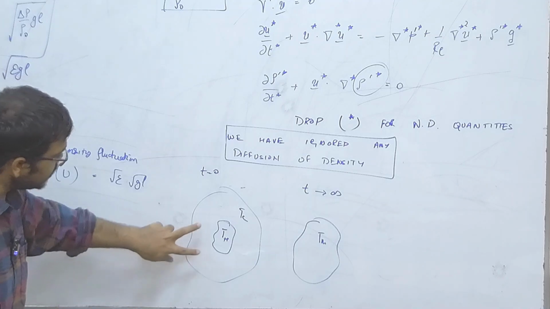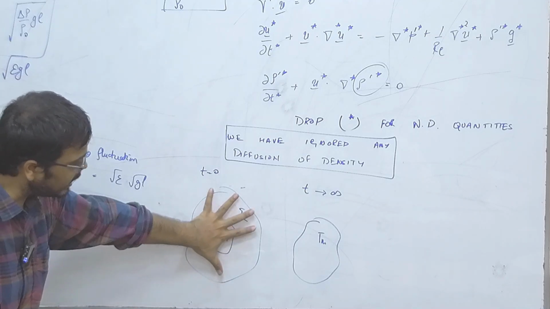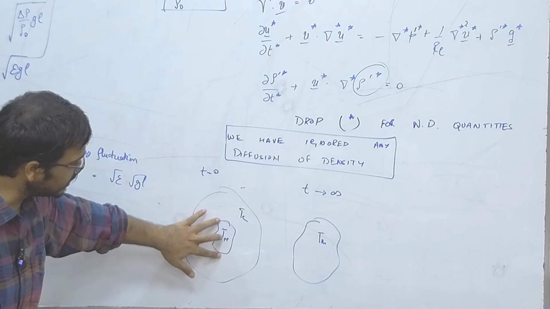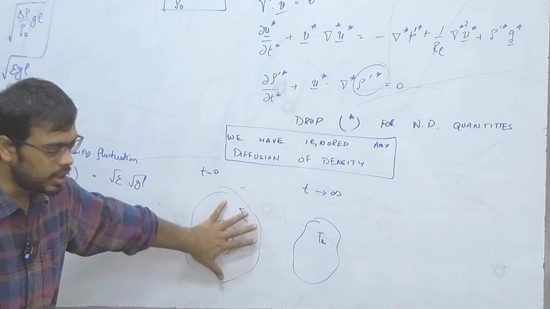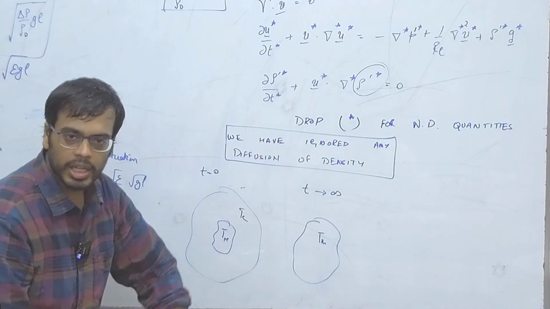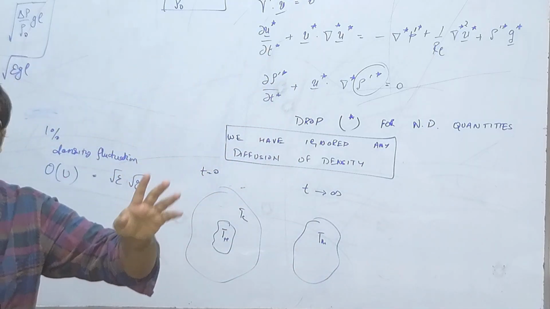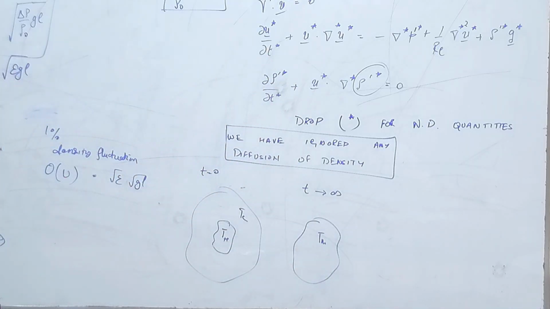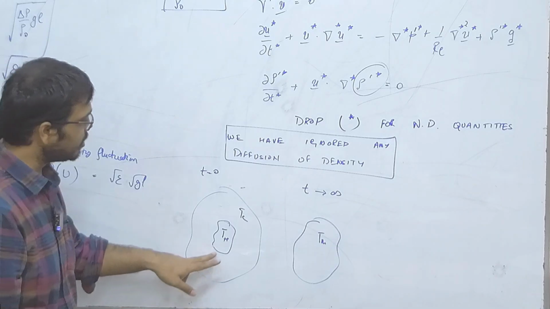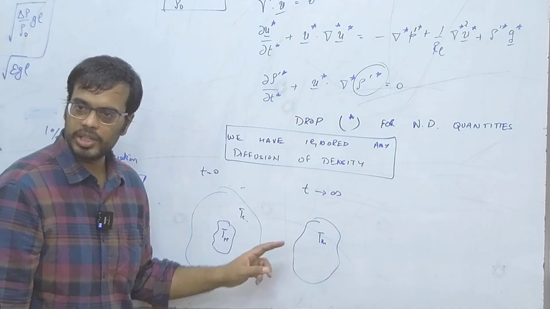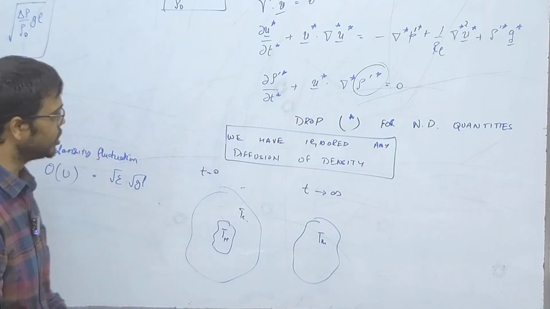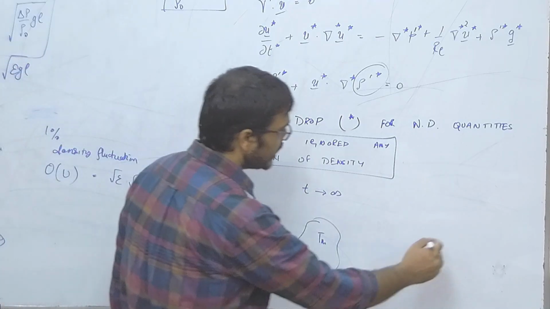So initially you have a low density inside this region and high density around it. At t tends to infinity, you will have a uniform density. So you can look at this temperature diffusion as density diffusion. Given that density is changing with temperature, you can look at it as density diffusion.